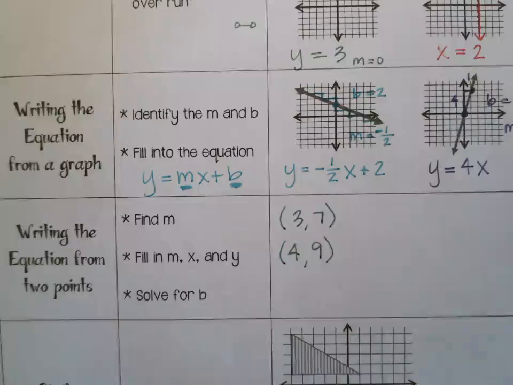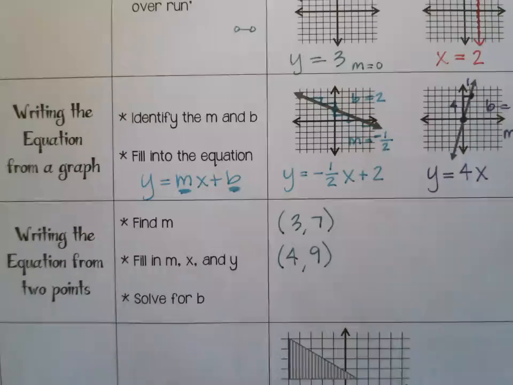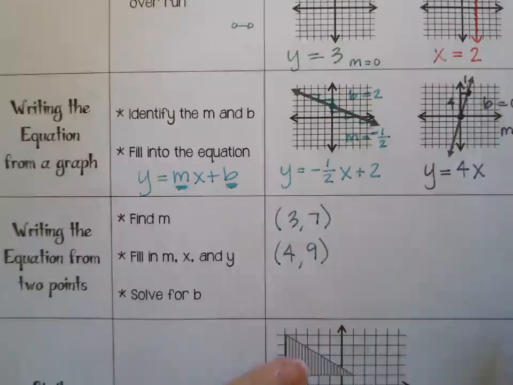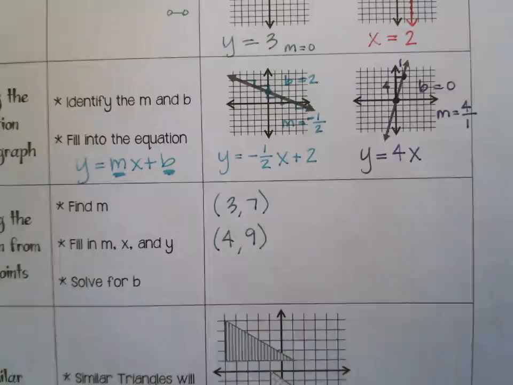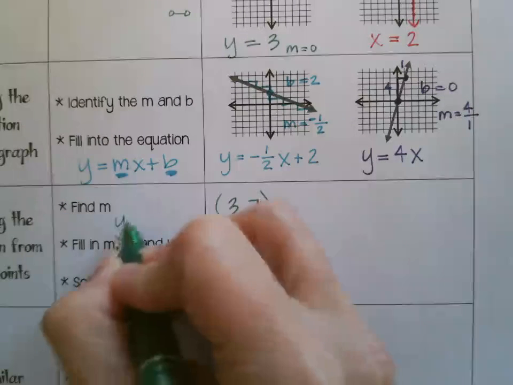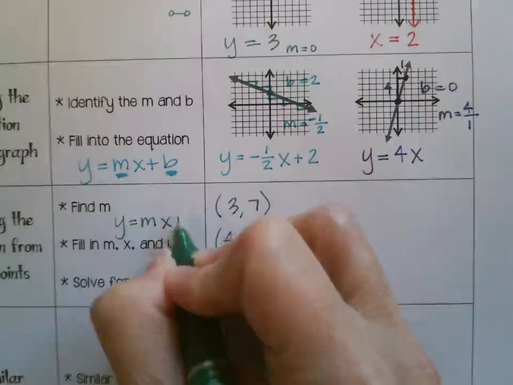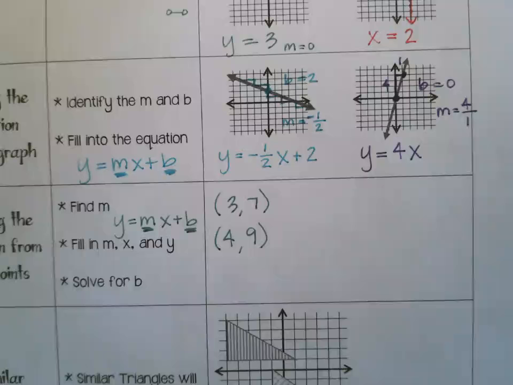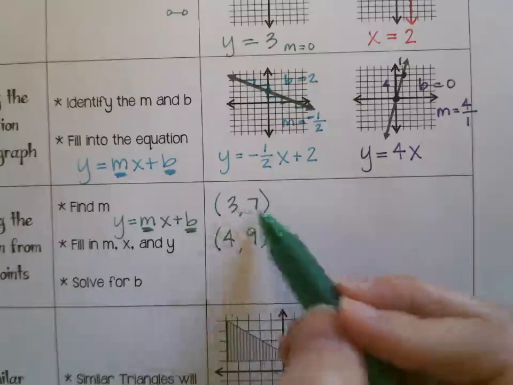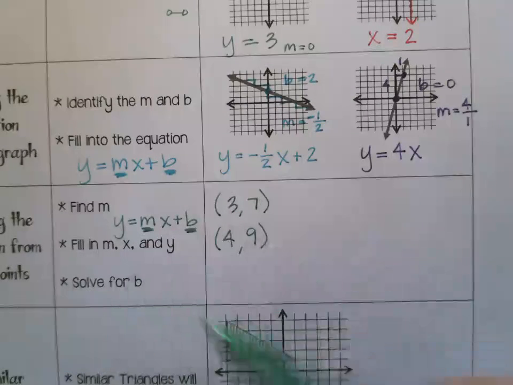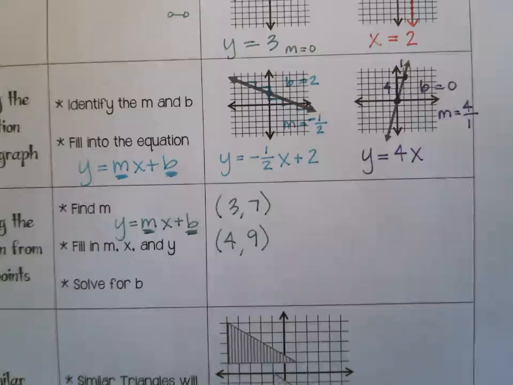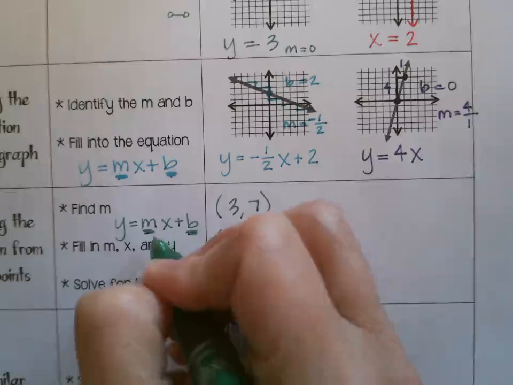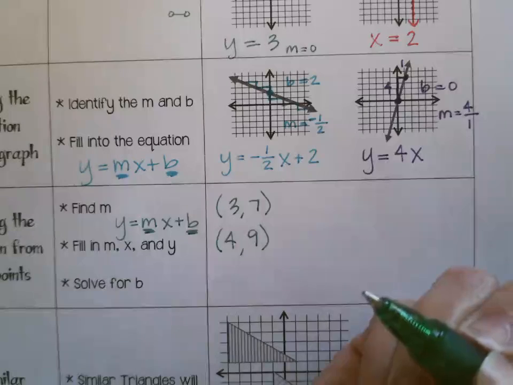All right. So I need to write the equation. So what that means is that I need to end up with y equals mx plus b. So keep in mind that in order to write the equation, I need to know the m and I need to know the b. Well, I have x and y's, but I don't have the m and the b. So first thing I need to do is figure out the m. Well, that's what we did earlier over here on our first page when we were finding the slope.